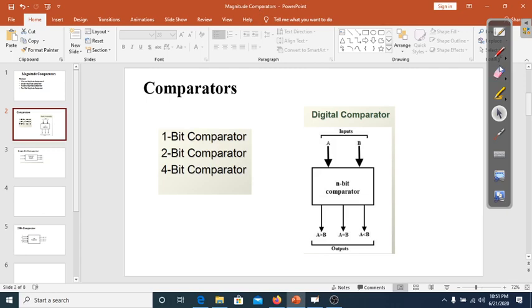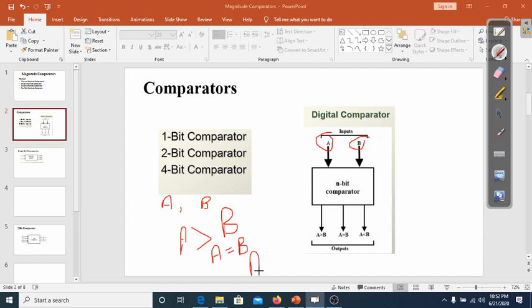Suppose we have two numbers, A and B. These are two binary numbers, the inputs to the magnitude comparator, which will compare them. There could be three possible results. The first possibility is A could be greater than B. A could be equal to B. And the third possibility is A could be less than B.